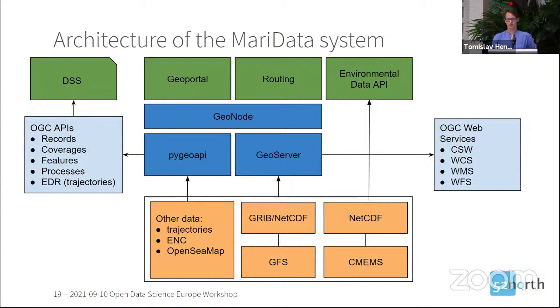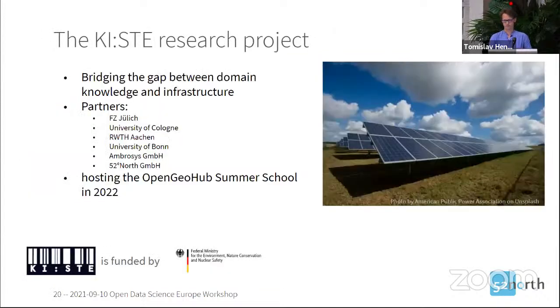Just quickly, the architecture of our Marida data system that we currently have: a bunch of datasets at the bottom, a GeoNode layer more or less in between, fed by pygeoapi and GeoServer, providing different OGC APIs and custom APIs to the geoportal that we provide to the Marida data users, to the routing application, and also to the decision support system, which is going to be the system running on board of the ship to guide the crew to find the best route from harbor A to B.